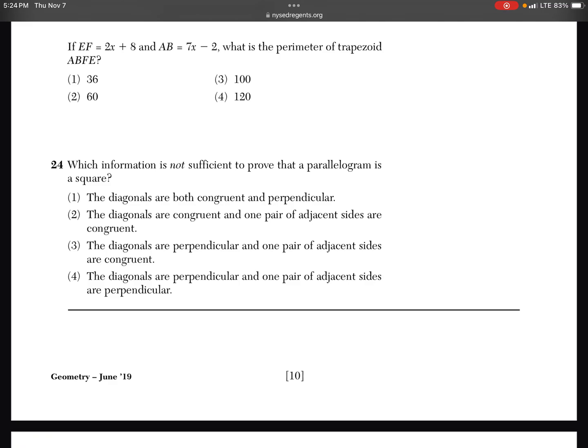The diagonals are perpendicular and one pair of adjacent sides is congruent. So we got perpendicular, and yes, adjacent sides congruent. Okay, so that would have to be a square. The diagonals are perpendicular, and one pair of adjacent sides are also perpendicular. Yep, all right. So for 24, I'm locking in answer number 2.